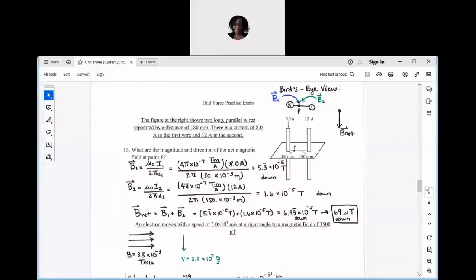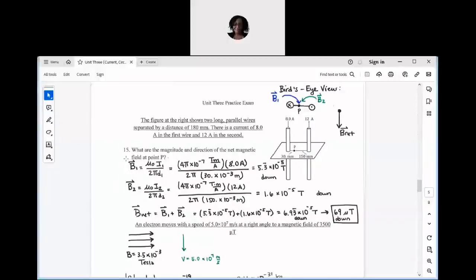Moving on, we have a new scenario: two long parallel wires that are separated by a known distance. We know the currents through each wire. We want to figure out the magnetic field at a location P. Point P is 150 millimeters away from the 12 amp wire. It is only 30 millimeters away from the 8 amp wire.